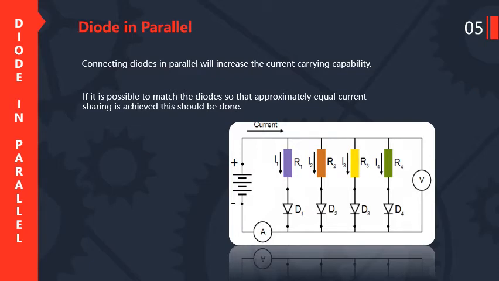To measure the voltage across each diode, we connect a voltmeter in parallel with the diode and connect an ammeter in series with the diode to measure the current. Forward voltage, the DC current I is equal to I1 plus I2 plus I3 plus I4, means the total current is a summation of all the currents.